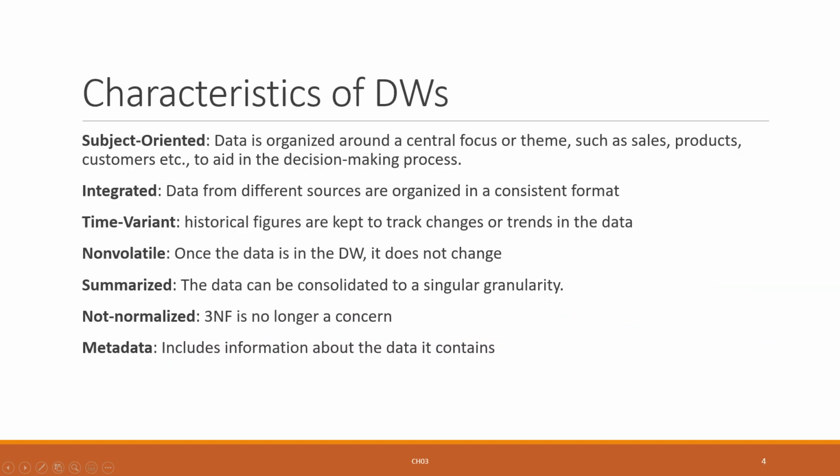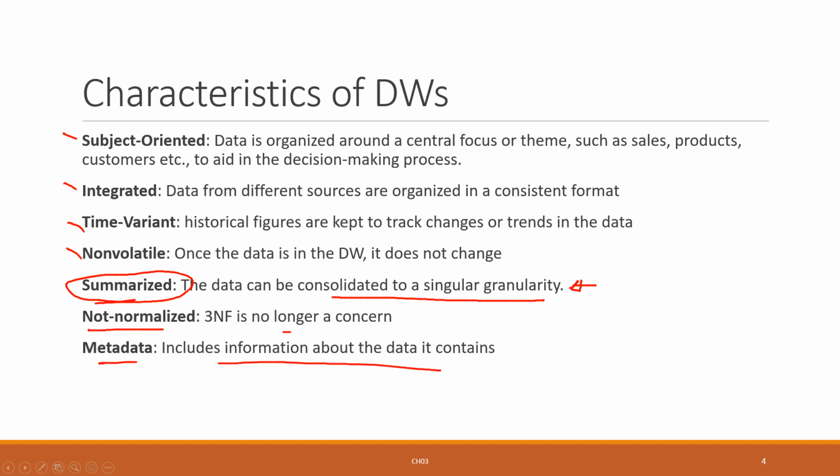So here are the key characteristics. It's subject-oriented, integrated, time-variant, and non-volatile. It can be summarized, but typically it is consolidated to a singular granularity, and this basically means it is at the lowest possible grain for the key fact table. It is not normalized, and it includes all the metadata, or the data about the data, or information about the data that is in it.